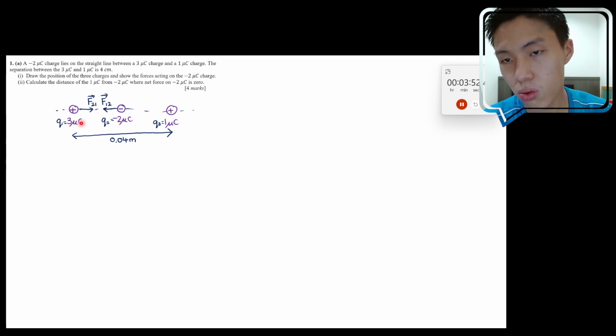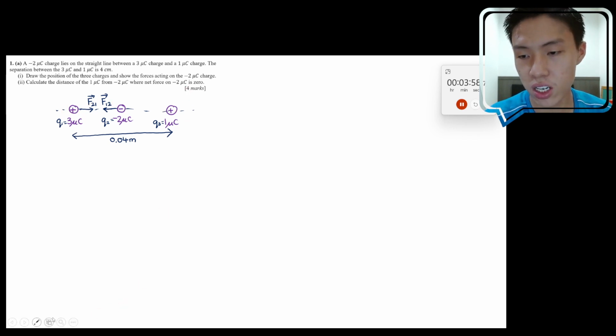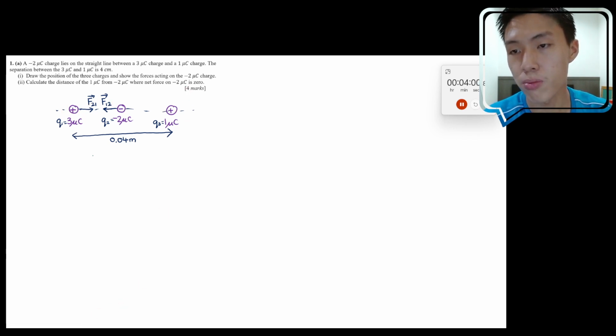So let's continue. Q1 and Q3, another pair already. Q1 and Q3 are both positive charges, so they are like charges and they should repel. Repel means pointing away from each other. So this force will be pointing this way, and this force will be pointing this way. So we'll call this F by 3 on 1.